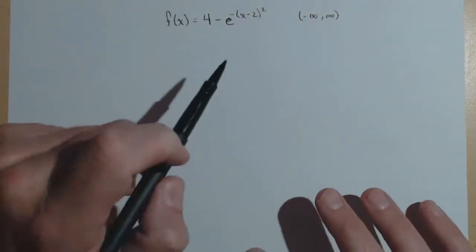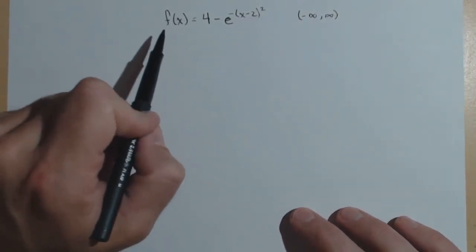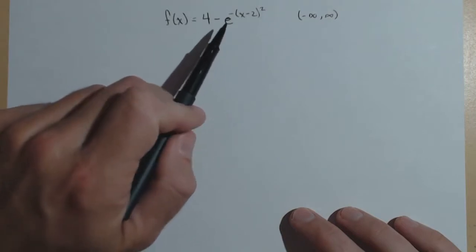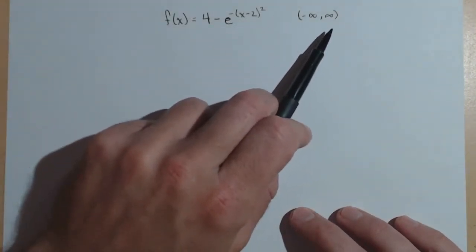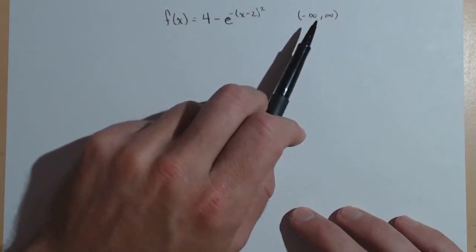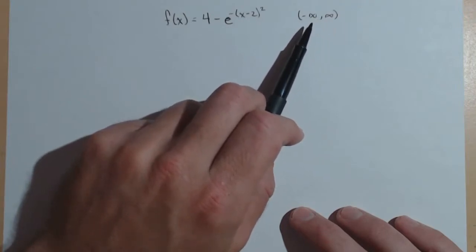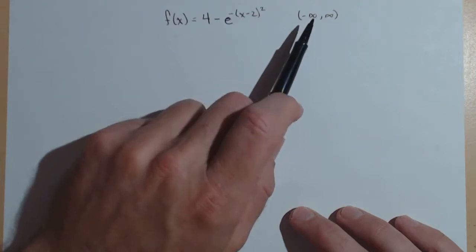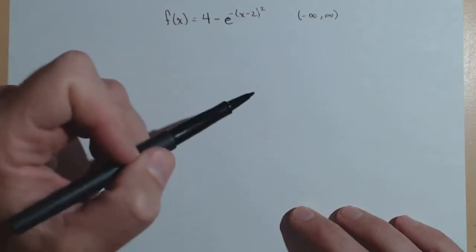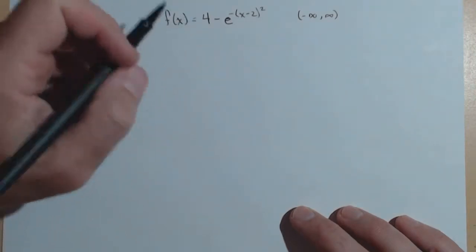So in this problem, we're investigating maximums and minimums for the function f of x equals 4 minus e to the negative (x minus 2) quantity squared, on negative infinity to infinity. Now, because this is not a closed bounded interval, we lose the guarantee of having a global max and a global min. So we'll have to see what happens as we look at this function.